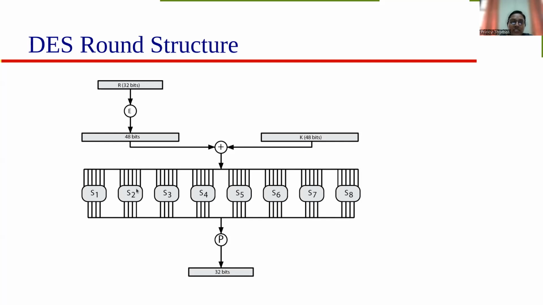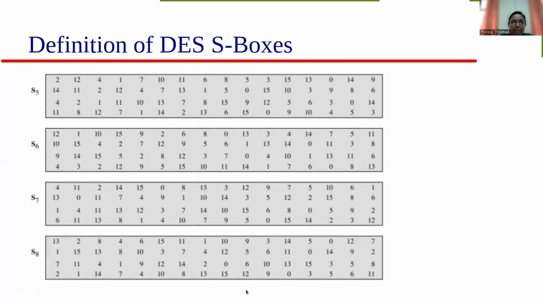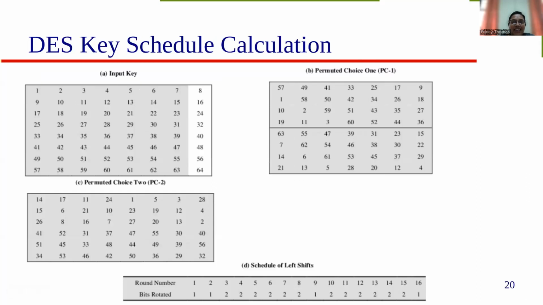And whatever value is there in that particular position, that is the output that is going to be given as 4 bits over here. In this way, the 48-bit input is converted to 32 bits, and then it is given to the permutation table to give the final output. Okay, so this is the S box.